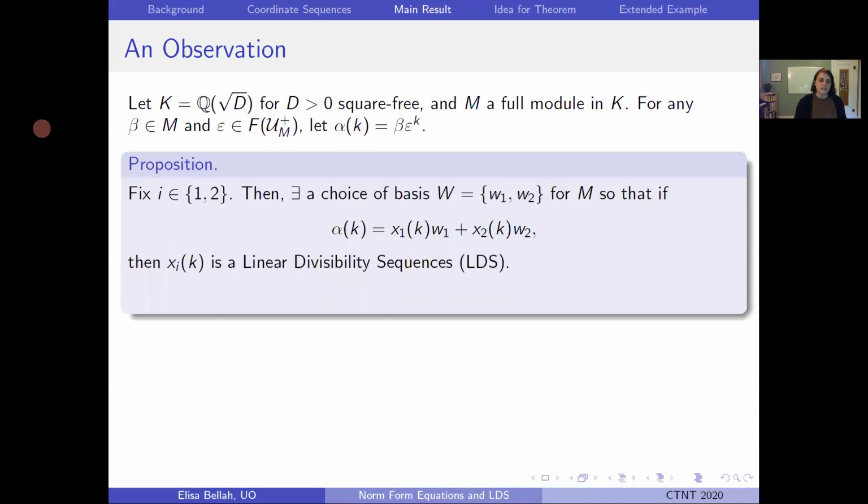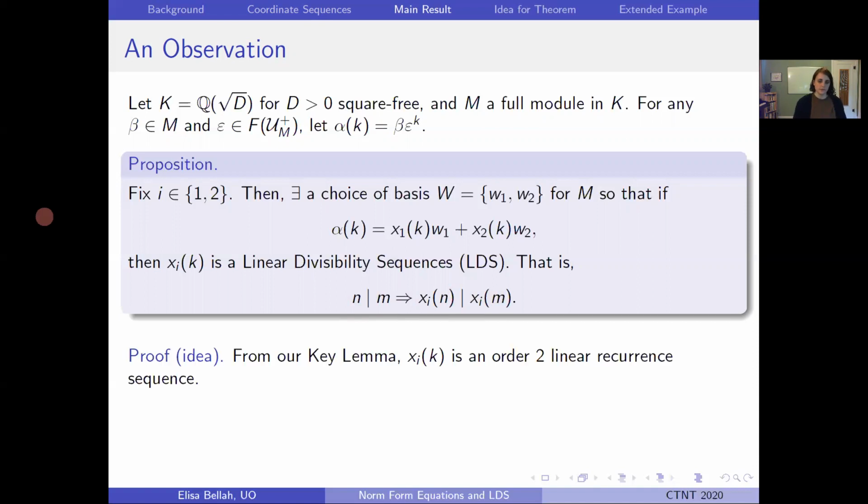The proposition is that I can always find a choice of basis for my module so that for whatever coefficient sequence I want, these coefficient sequences can be seen to be linear divisibility sequences. And by that I mean, whenever the indices of the sequence divide each other, so do the terms of the sequence. So just a quick sketch of this fact as well.